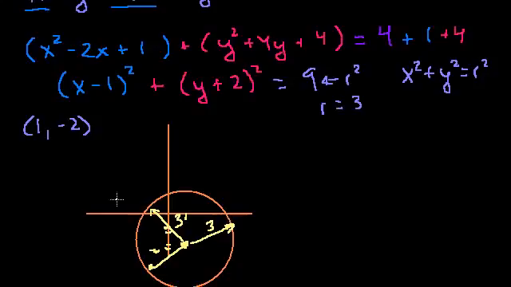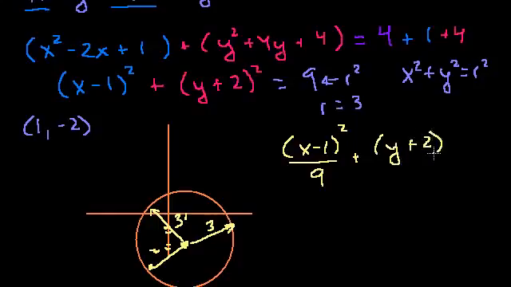Fair enough. That was a pretty straightforward problem. Circles in some ways are the simplest. And remember, I said it's going to be an ellipse, and you say, oh, this isn't the standard formula for an ellipse. But just as a refresher, if you divide both sides of this equation by 9, what do you get? You get (x minus 1) squared over 9 plus (y plus 2) squared over 9 is equal to 1.